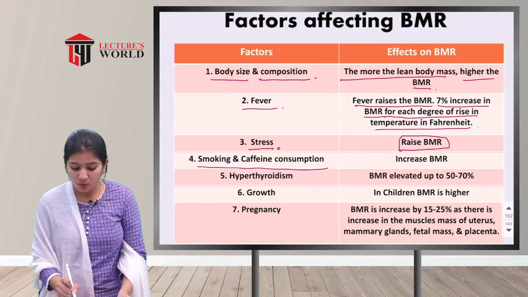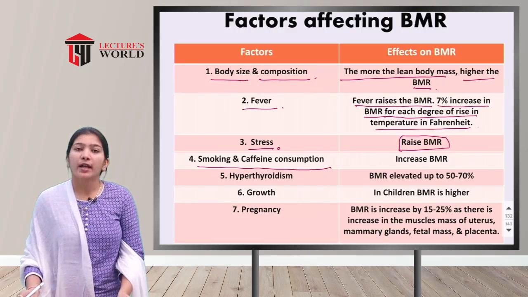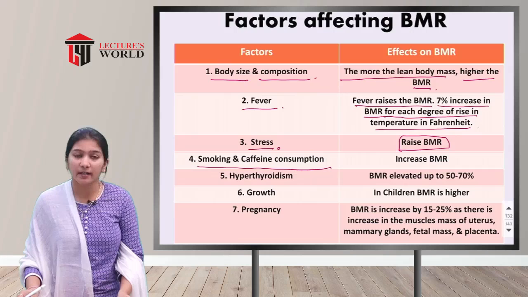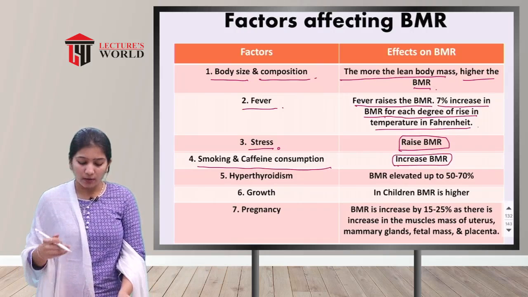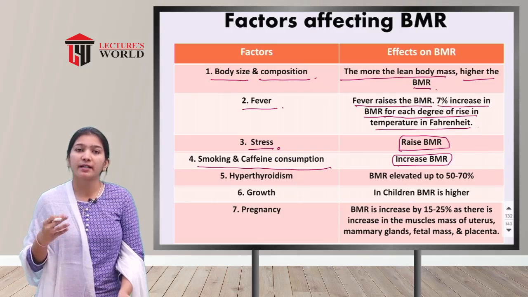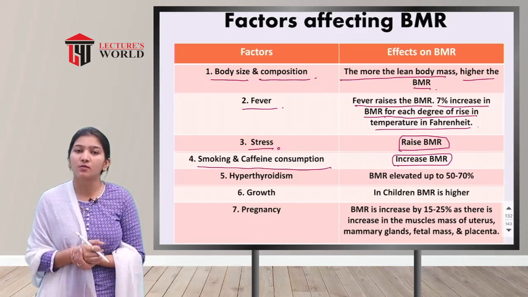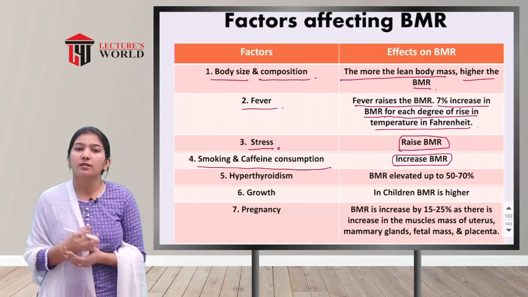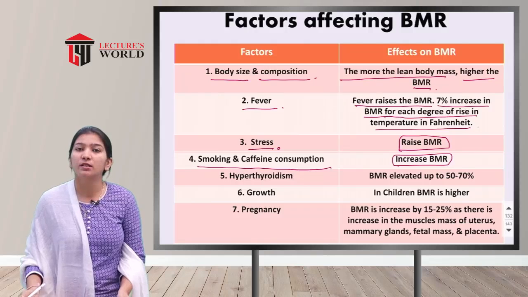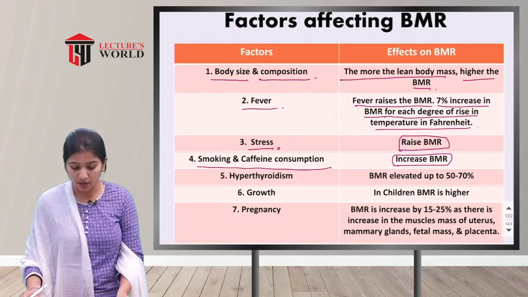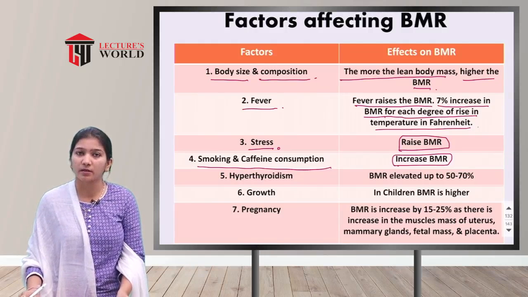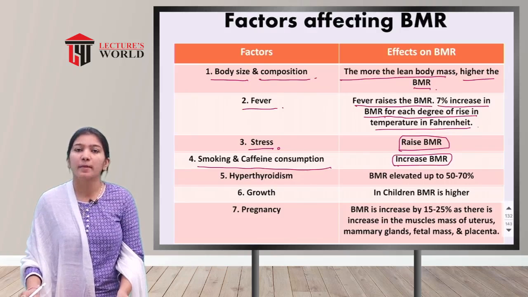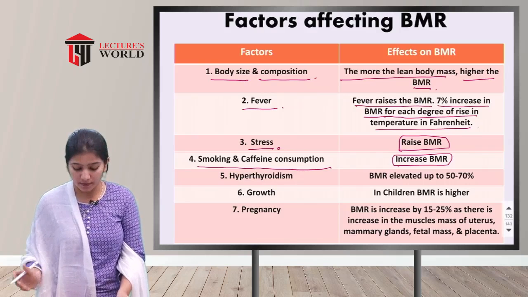The fourth thing is smoking and caffeine consumption. If any person has the habit of smoking, or takes caffeine, or has any kind of drug addiction, the BMR is also increased. Smoking and caffeine increase the appetite. After smoking or taking caffeine products, the person will feel an empty stomach or hunger after a short period. So in people with smoking or caffeine consumption habits, the basal metabolic rate is higher or increased.